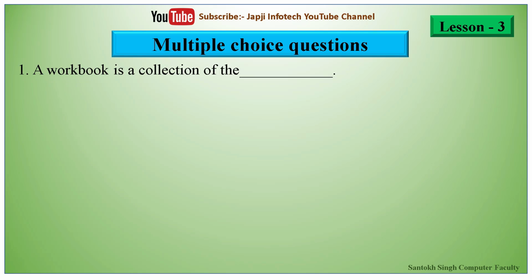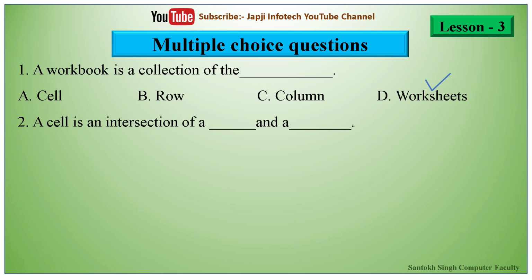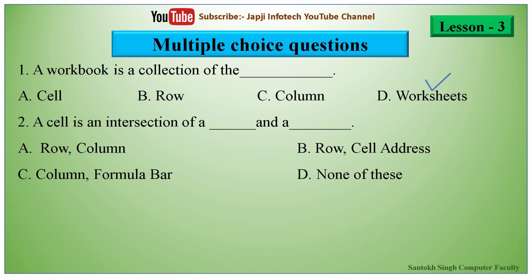So the first question is, a workbook is a collection of the dash, and your options are cell, row, column or worksheet, and your right answer is, a workbook is a collection of the worksheet. Second one is, a cell is an intersection of a dash, and your options are row column, row cell address, column formula bar, or none of these. And the right answer is, a cell is an intersection of a row and a column.